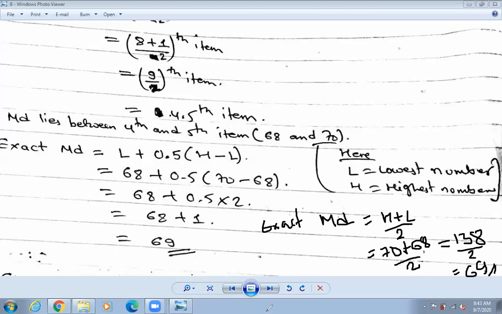But in case of median, it is mostly 0.5. That's why we can use this formula, S plus L divided by 2. So simply you'll get the answer. Add the highest and lowest, divide by 2, and you'll get the answer. 69 will be the answer. So pause the video. I will go to the next number.